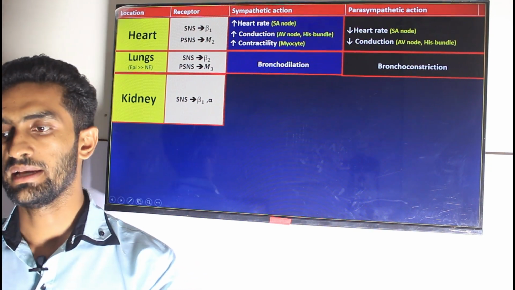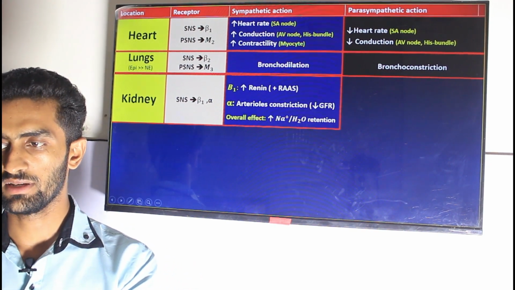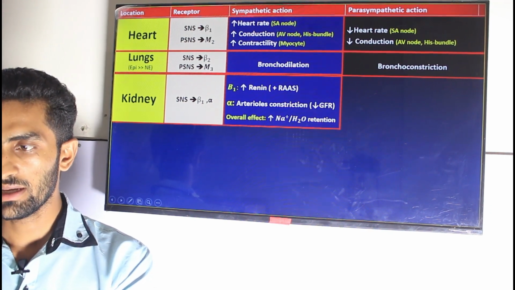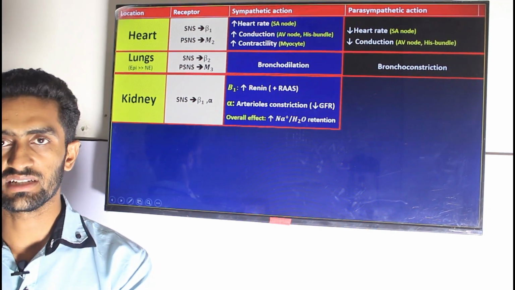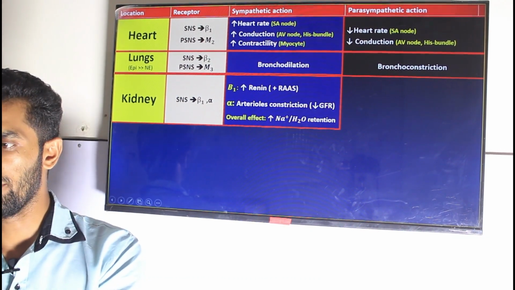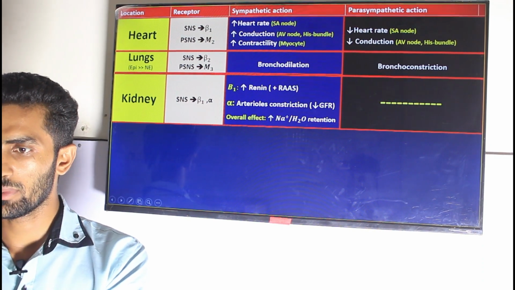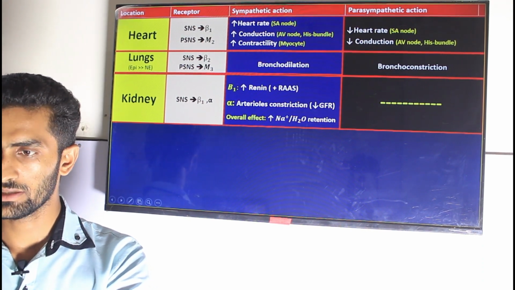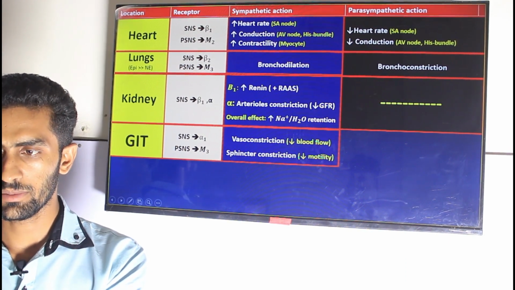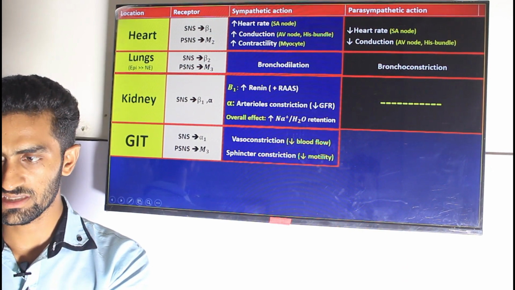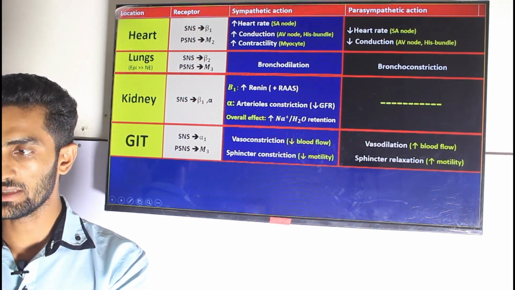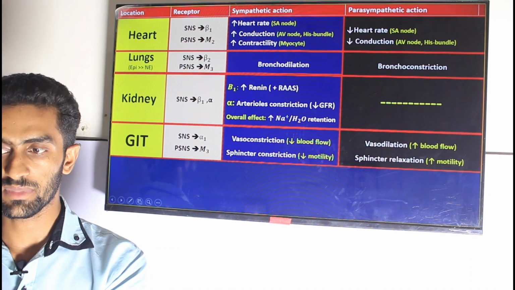For the kidney, beta 1 and alpha. Beta 1 increases the renin, so it stimulates the RAAS system. Alpha causes arterial constriction, so they decrease the GFR. The overall effect is increased sodium and water retention. The parasympathetic has no effect. In the GIT, sympathetic alpha 1 causes vasoconstriction and sphincter constriction, so they decrease motility in the sympathetic condition, while in the parasympathetic there is vasodilation and sphincter relaxation by M3.